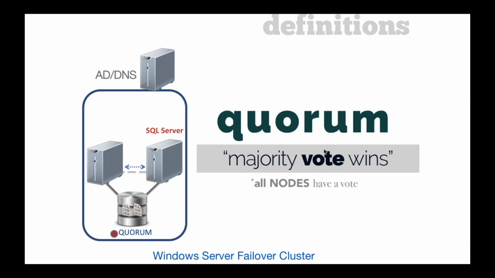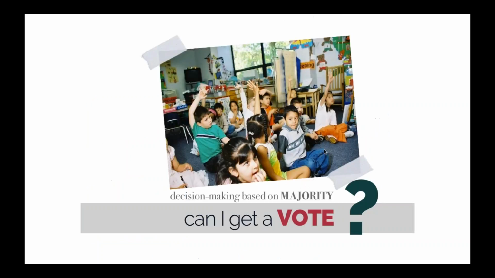The goal is to make sure that every voting member can contribute to a vote and get a majority of votes to make sure that the cluster can stay online. Of course, if the cluster can stay online, all of the resources running on top of the cluster can stay online. Again, that's the goal there.